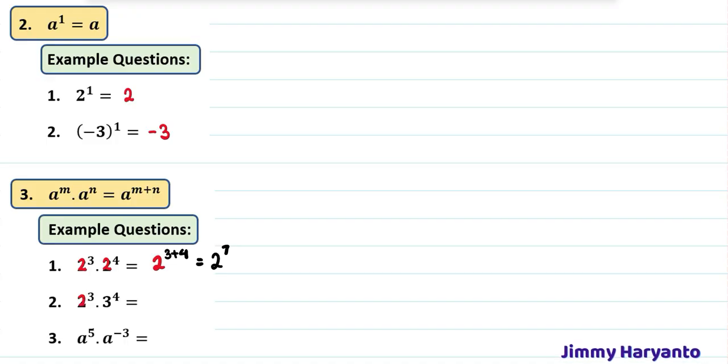And then for the second one, as you can see, this one is 2 and this one is 3. It's not the same. Because it's not the same, you cannot multiply it. Just leave it like that. Or maybe you can evaluate using the real value of 2 to the power of 3 times 3 to the power of 4. Yeah, but I think you don't have to do it because this is the exponent chapter. That means the final answer is usually in exponent form. Okay, for this one, we have a and also a, the same. That means the result will be a to the power of 5 minus 3 equals a to the power of 2. Okay, that is the third property.